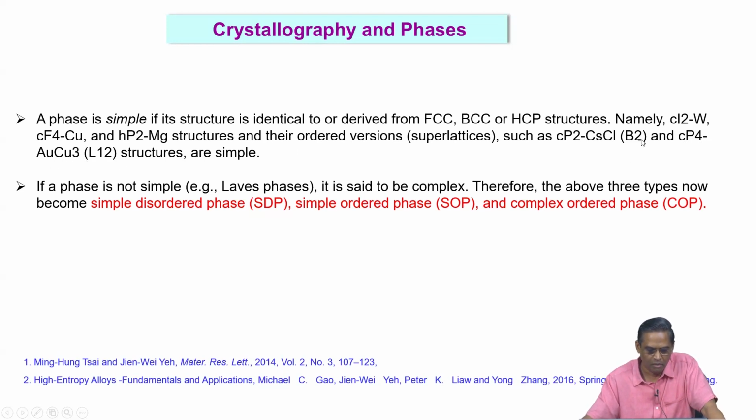And if it is not coming into this above classification, then it is not called simple. For example, Laves phases are said to be complex. Therefore, the above three types now become simple disordered phase, simple ordered phase, and complex ordered phase. So these three are the primary classification for high entropy alloys, which is widely accepted in the community.